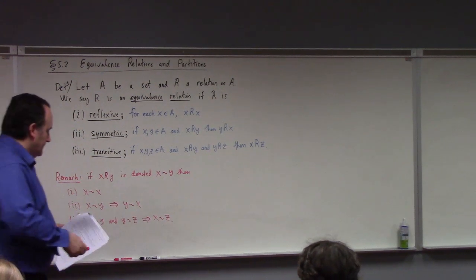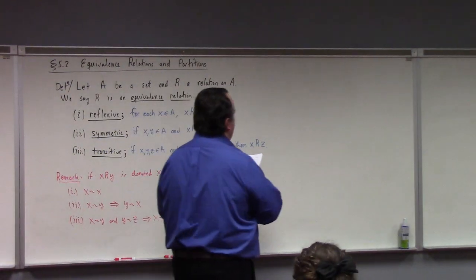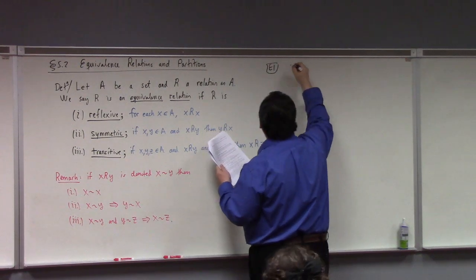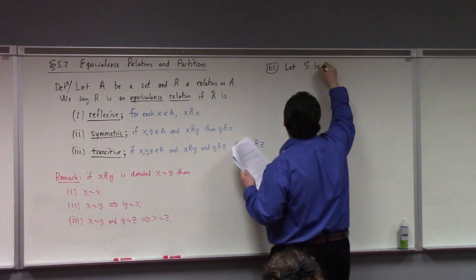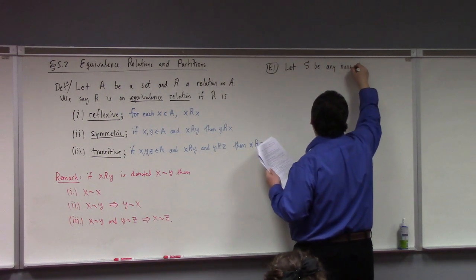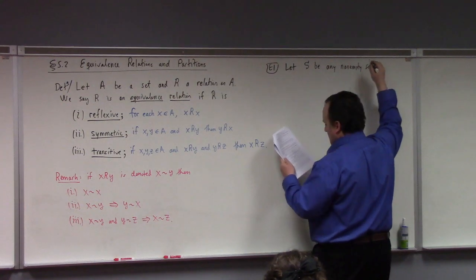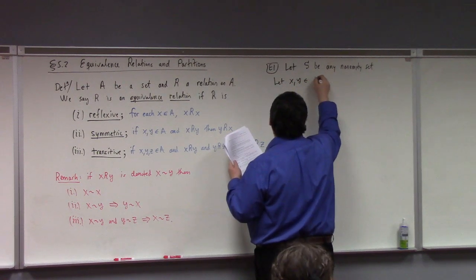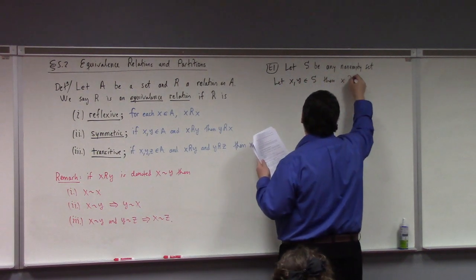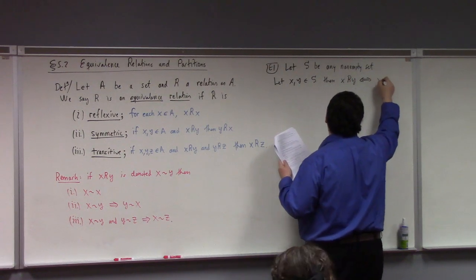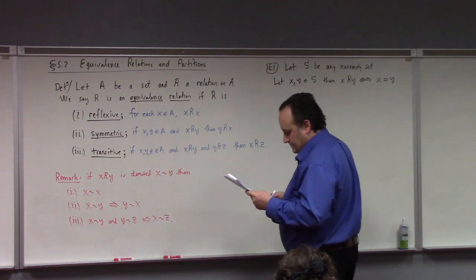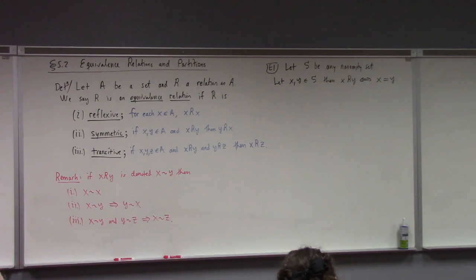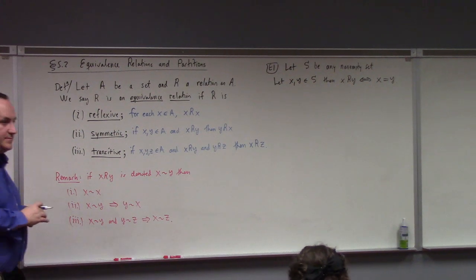All right, so example. Does this remind you of anything? How about this? Let S be any non-empty set, and let X and Y be in S, then X is related to Y if and only if X equals Y. My claim is that that defines an equivalence relation.